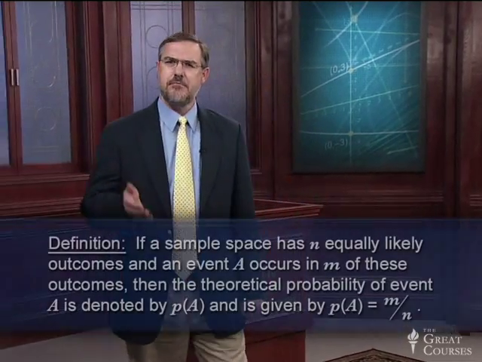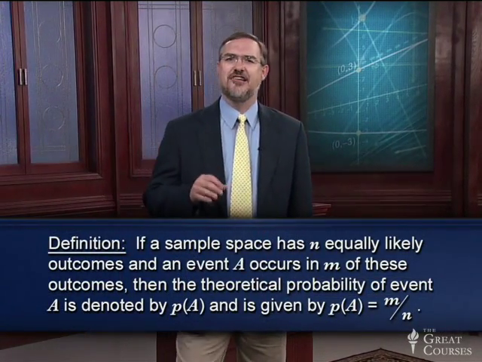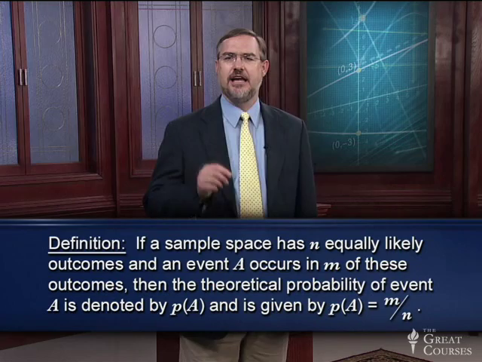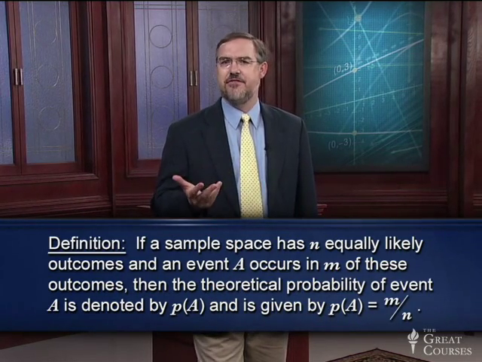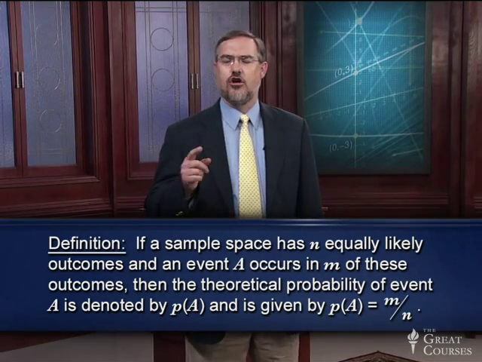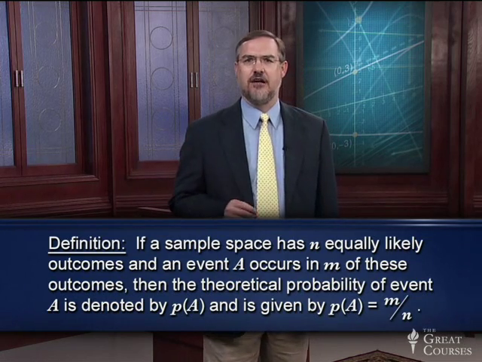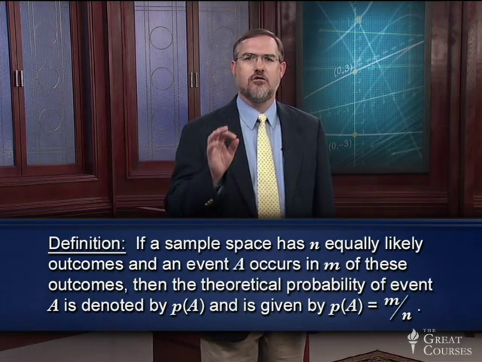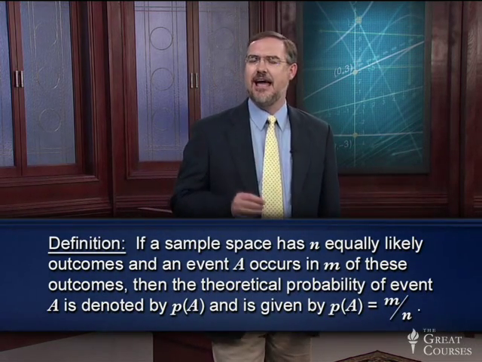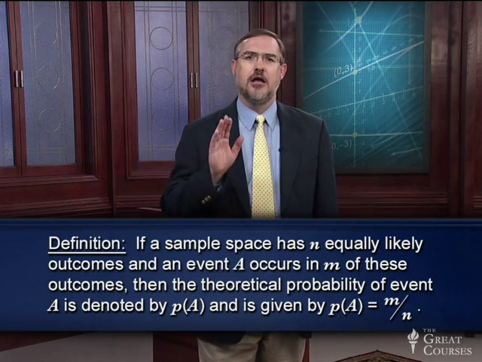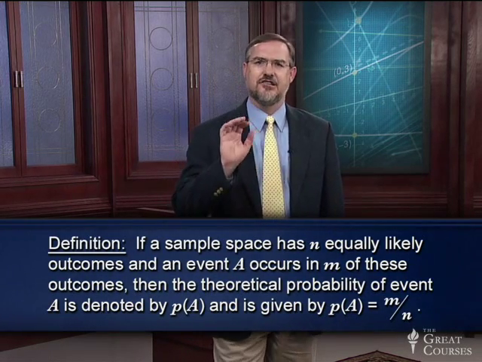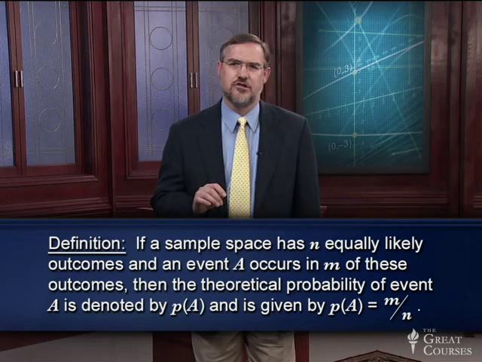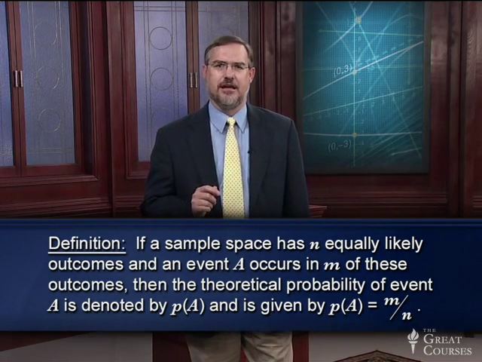Now, from here, we can then define the theoretical probability of an event. So here's that definition. If a sample space has n equally likely outcomes, and an event, let's call it A, occurs in m of those outcomes, then the theoretical probability of event A is denoted by little p of A, and it's given by p of A equals m divided by n.